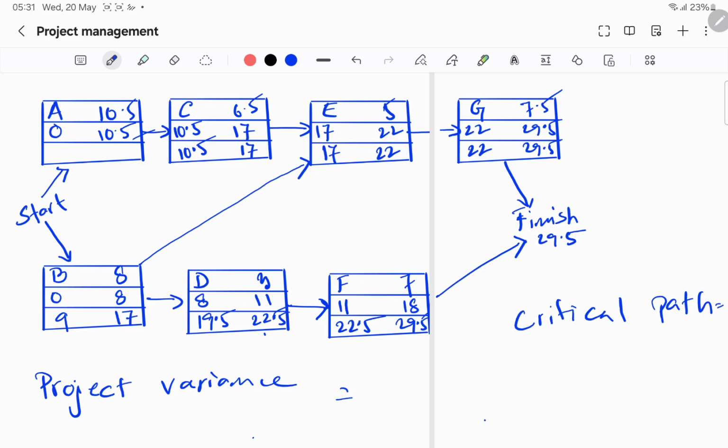And for A, the latest finish time is 10.5 and the latest start time should be 0.